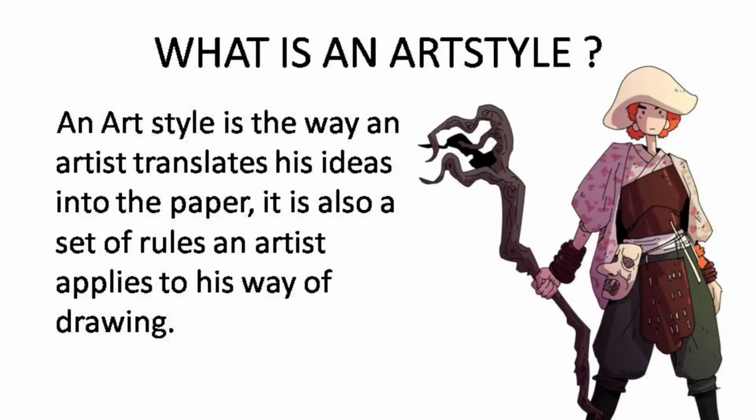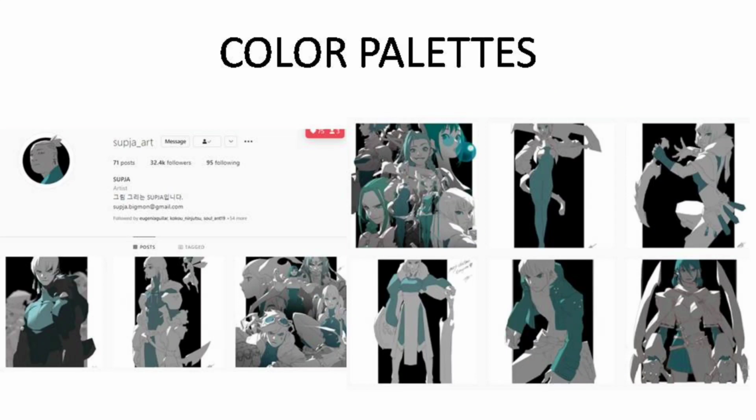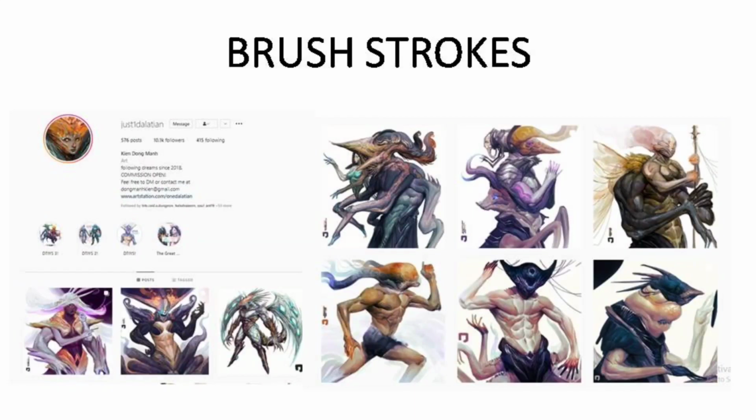An art style is the way an artist translates his ideas onto the paper. It is also a set of rules an artist applies to his way of drawing. What makes an art style appealing is the consistency in applying those rules every time you draw. These rules vary from one artist to the other, and that's what makes them unique. These rules can be small and easy to notice, like color palettes and lines and shapes, to big and really hard to notice ones, like brush strokes, for example.